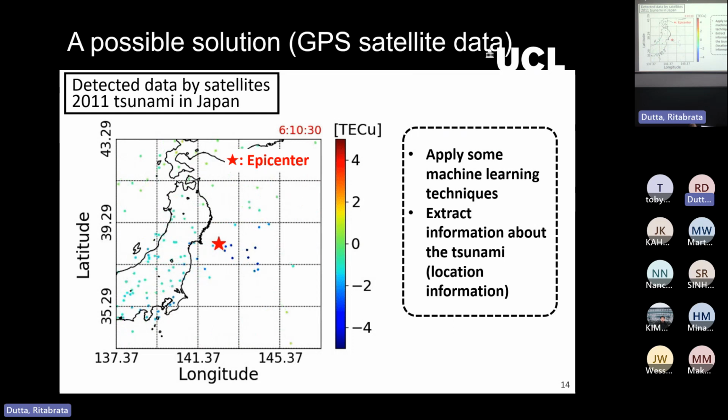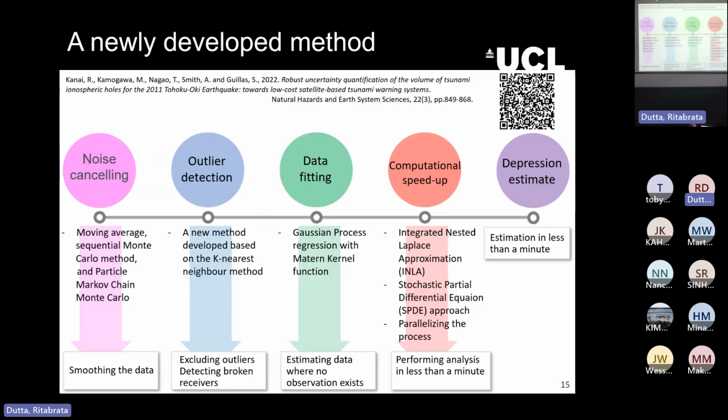So then we used Gaussian process regression. Of course, whenever you have your observed data, it's necessary to exclude noise and outliers. To do so, we use very basic techniques: the moving average, MCMC, sequential Monte Carlo, particle filter, particle MCMC, and also based on the k-nearest neighbor method, we excluded noise and outliers. After that, we applied Gaussian process regression to the observed data.